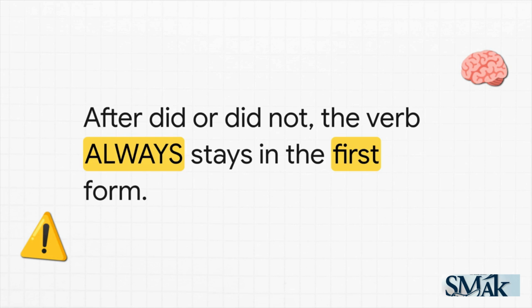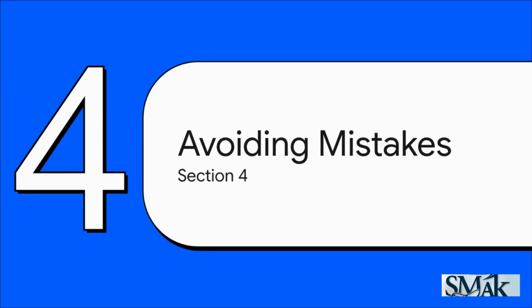So the crucial point is, when you want to make a negative sentence or ask a question about the past, you're going to need to use did or did not. The ironclad rule of English is that after did or did not, the verb always stays in the first form. We're going to see exactly how to apply this so you can avoid a very, very common trap. Let's put these rules directly into practice.